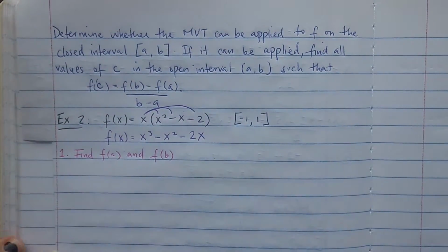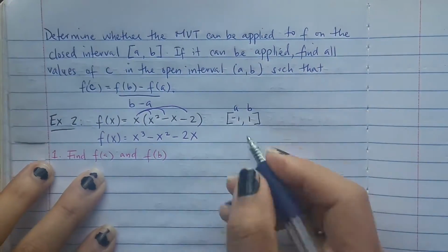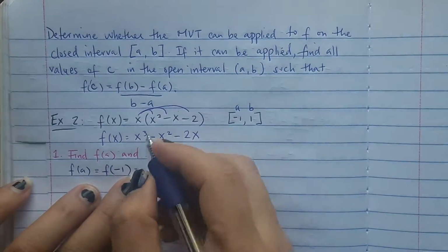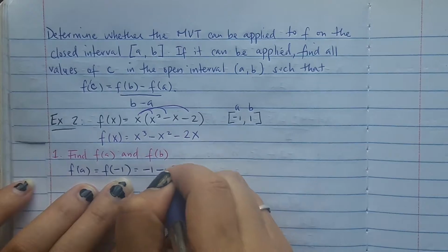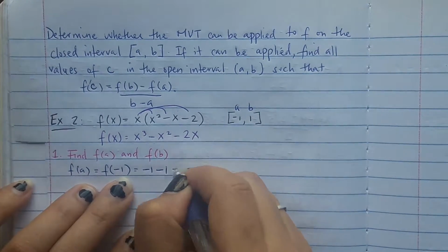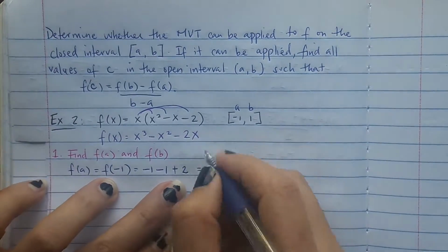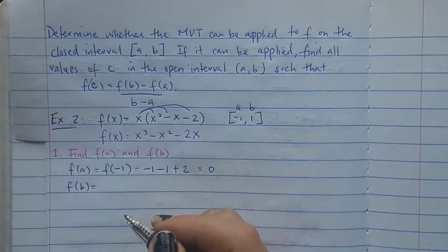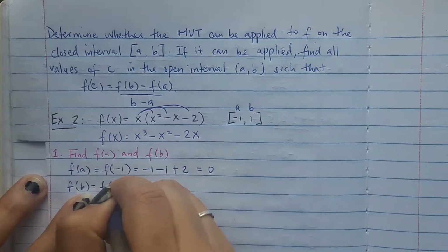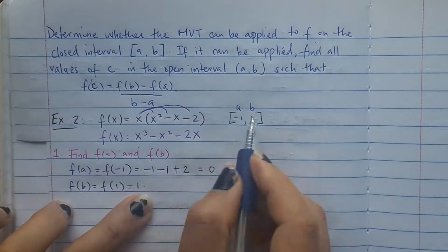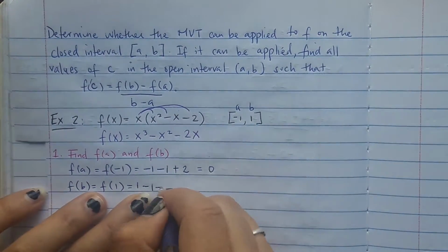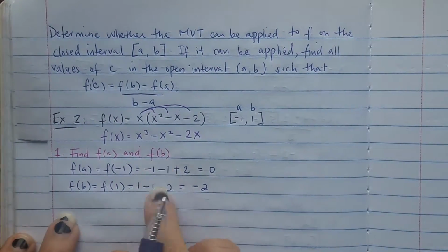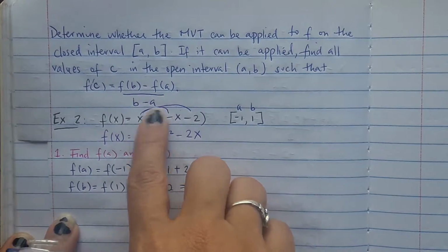So f of a, I'm going to label my interval AB, so f of -1. You're going to plug -1 into the equation. So you're going to get -1 cubed, which is -1, -1 squared is +1 times the negative is -1, and then that's going to be +2, so that gives me 0. And then find f of b. Now you're plugging in 1 where you see x, so that's going to be 1 minus 1 minus 2, so that's going to be 0 minus 2, which is -2. Alright, so that's the change in the y coordinates.